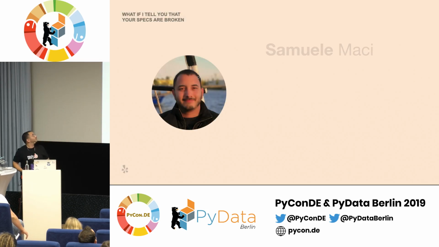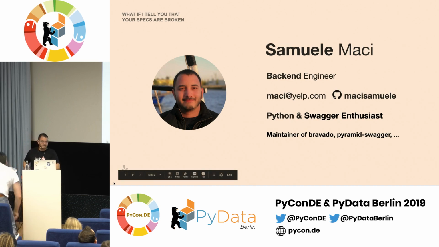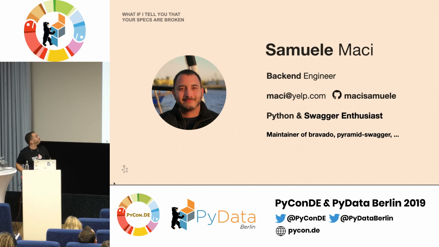About myself, I'm Samuele. I'm a backend engineer at Yelp, and I'm mostly a Python developer. I like API design a lot, and I'm mostly designing them using the Swagger specification. I'm one of the maintainers of the most commonly used Python libraries that support Swagger, that is mostly Bravado, Pyramid Swagger, and Bravado Core. So maybe if you're using them, you're interacting with something that I'm touching from time to time.